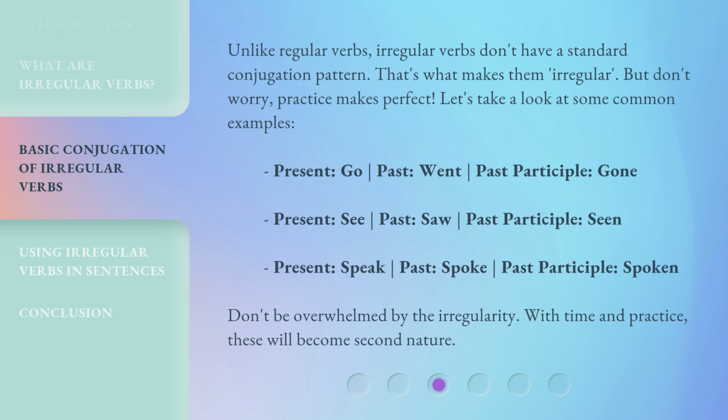Present: go, past: went, past participle: gone. Present: see, past: saw, past participle: seen. Present: speak, past: spoke, past participle: spoken. Don't be overwhelmed by the irregularity. With time and practice, these will become second nature.